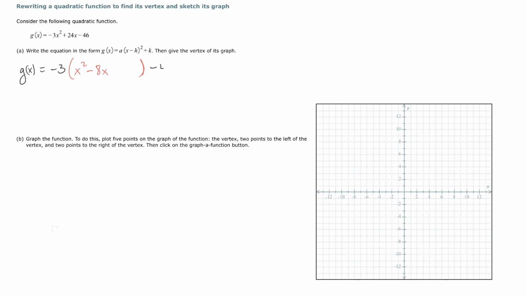I'm going to take 46 off outside that parenthesis. To complete the square, we take that 8 and divide it by 2. Take that 8 divided by 2, you get 4. 4 squared, you get 16.